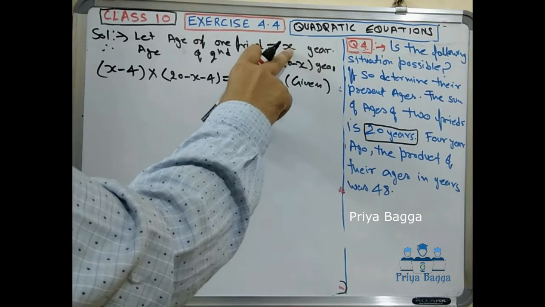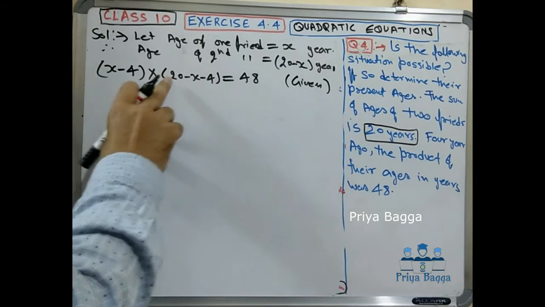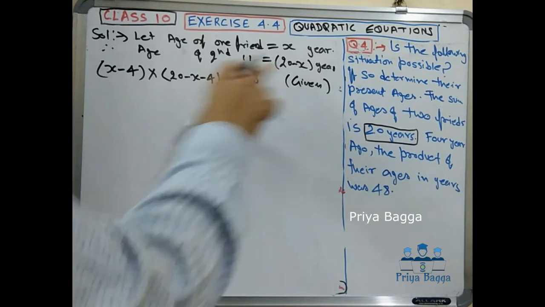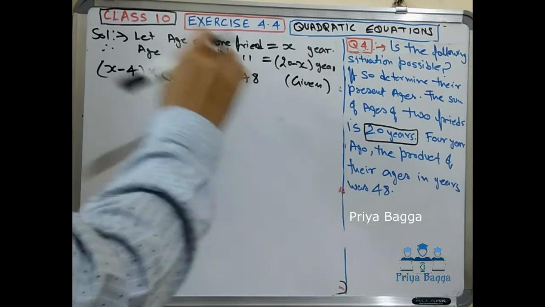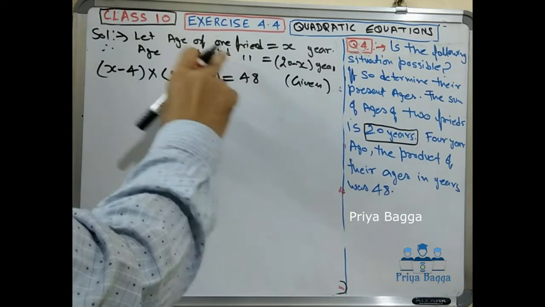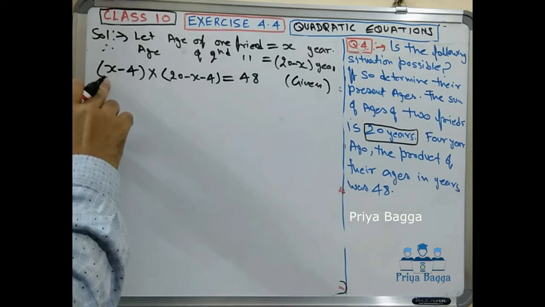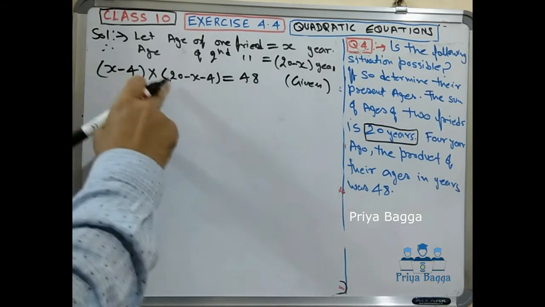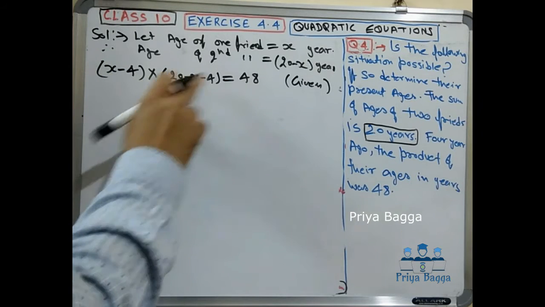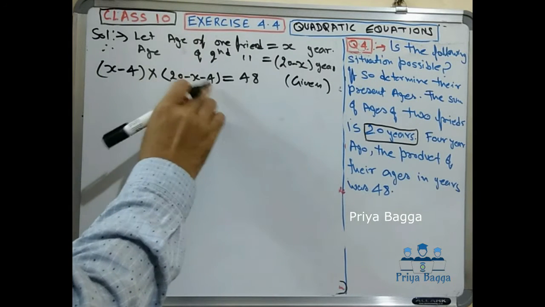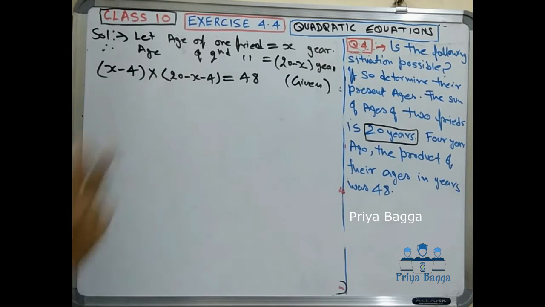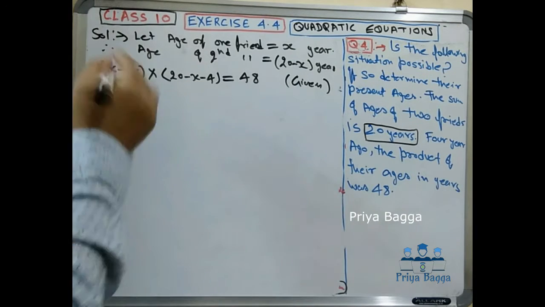4 years ago their product was 48, the product of their ages. 4 years ago the age of the first friend was x minus 4. 4 years ago the age of the second friend was 20 minus x minus 4, because I have to subtract 4 from their current ages. This is the current age of the first friend, then the current age of the second friend. So 4 years ago the age of the first friend will be current age minus 4, that is x minus 4, and the age of the second friend will be current age minus 4, where his current age is 20 minus x. Okay. So now I will convert this expression into a quadratic equation.